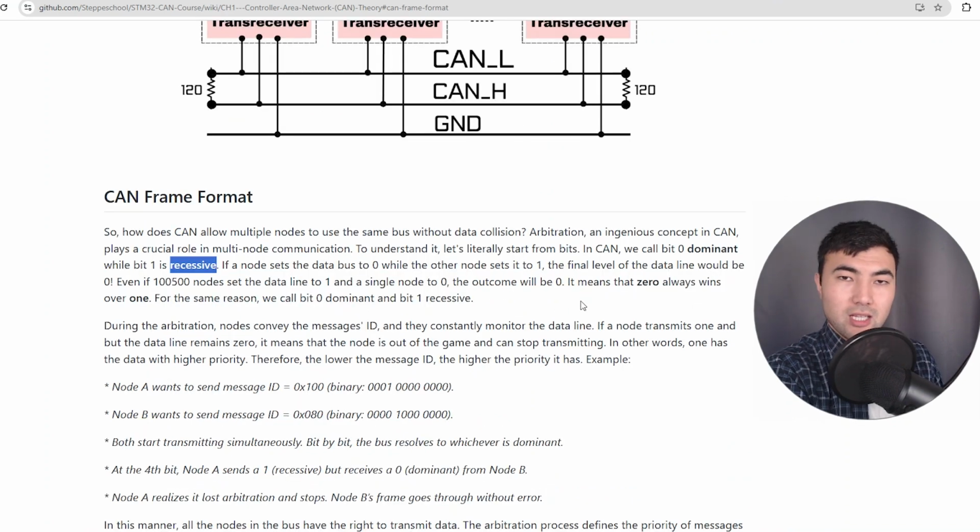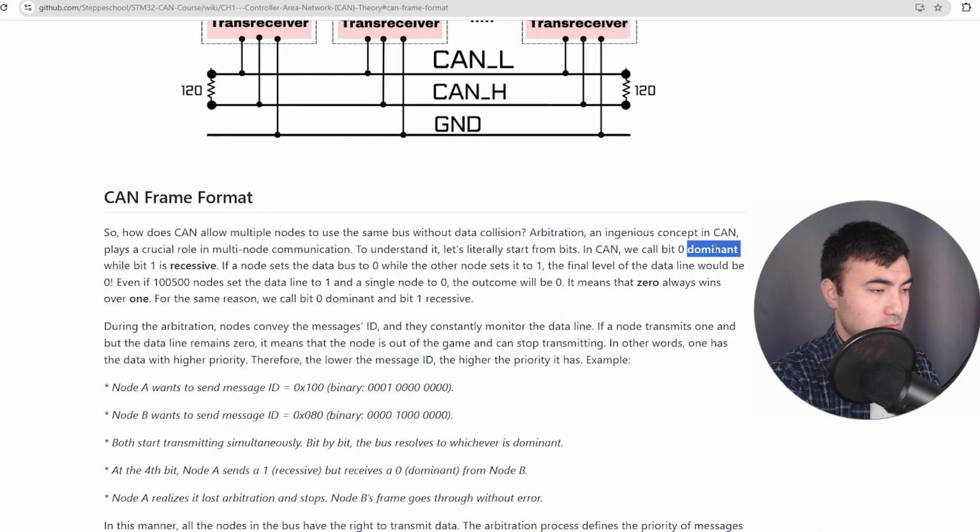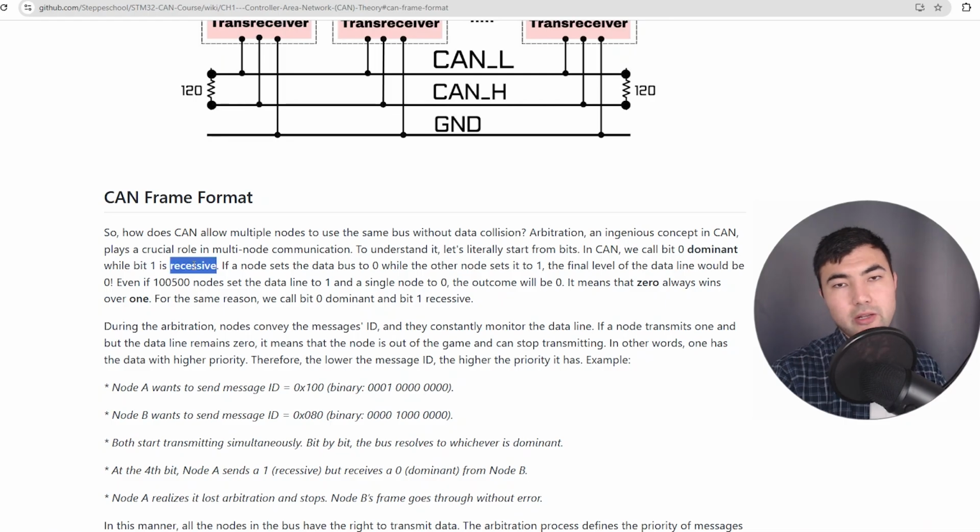The value of a bit can be either 0 or 1. I guess we can all agree with that. In the CAN interface, the state 0 we call dominant, and the state 1 we call recessive. So instead of using values 0 or 1, we use the terms dominant and recessive respectively.